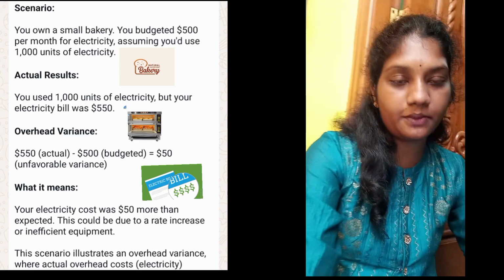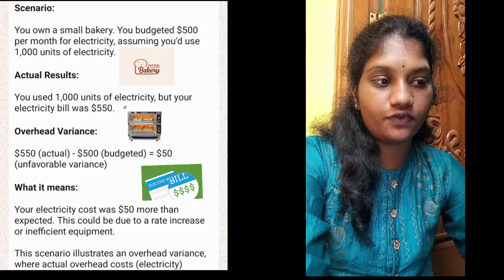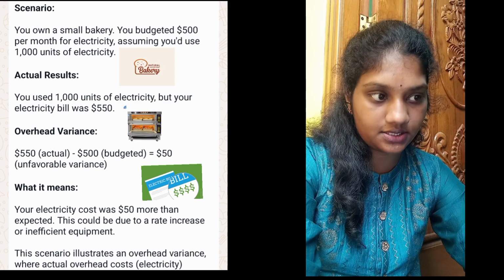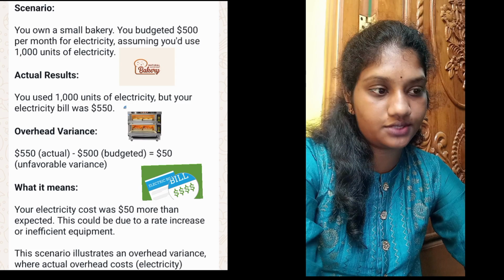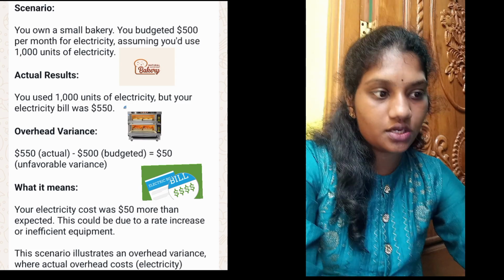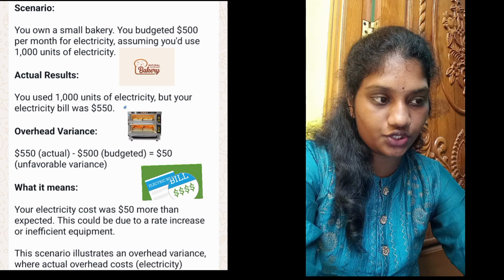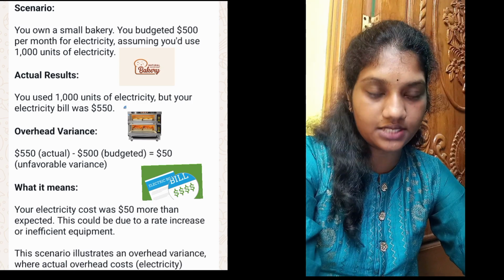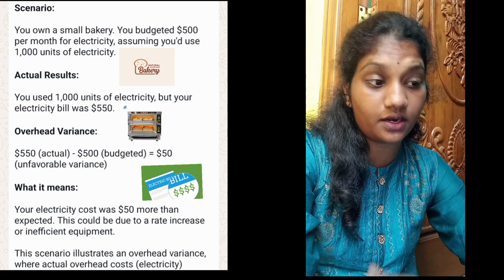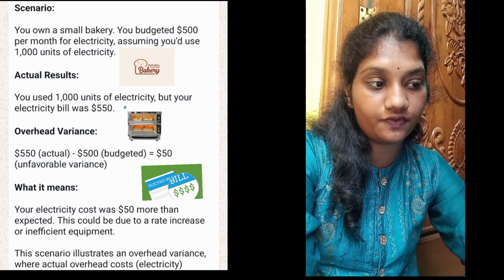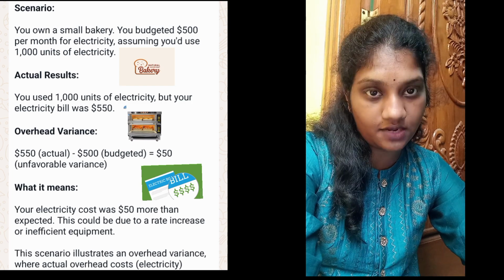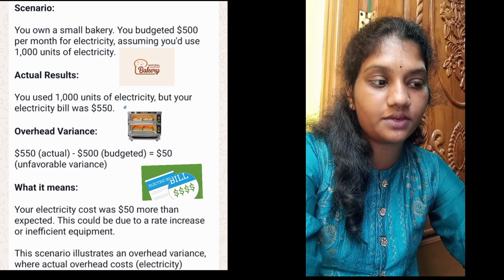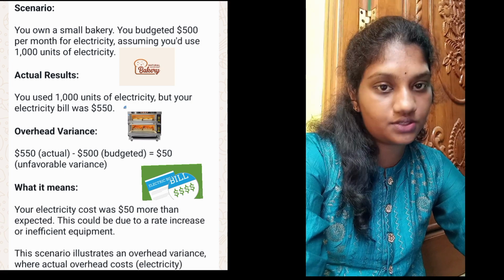I would like to elaborate my topic in a scenario manner. First of all, we are running a small bakery. Our budget is 500 per month for electricity charges, assuming we are consuming 1000 units per month. The actual result is we have used 1000 units as per our schedule, but our electricity bill was 550. We used only 1000 units as per our budgeting plan, but our bill exceeded it. In the sense, 50 rupees was more than our budgeted plan. This variance is equal to: we received a bill of 550 but our budget is 500, so the remaining 50 is called a variance.